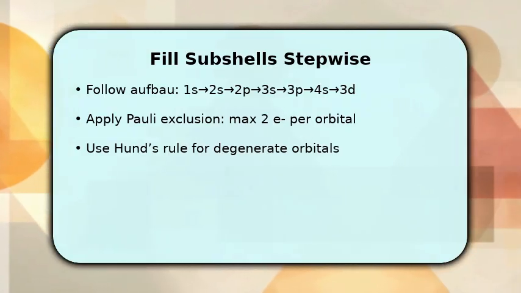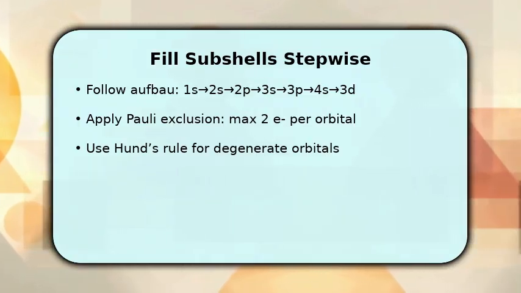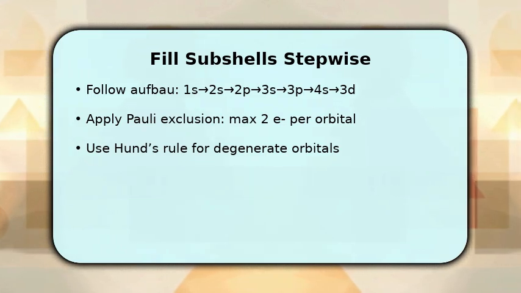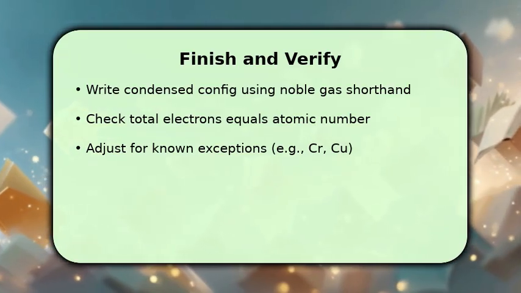If you reach a D or F block, pause and confirm preceding S electrons. They can affect energy ordering. Keep a running tally to ensure your total matches the atomic number. You finish by summing electrons and then convert to noble gas shorthand to simplify.